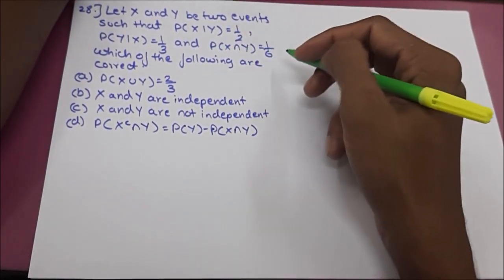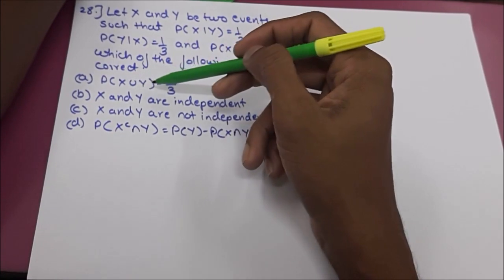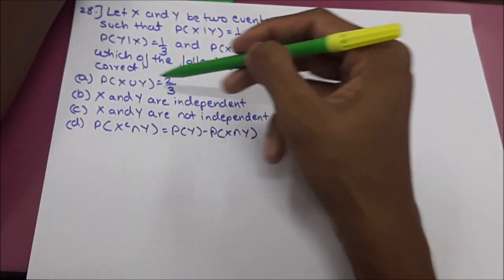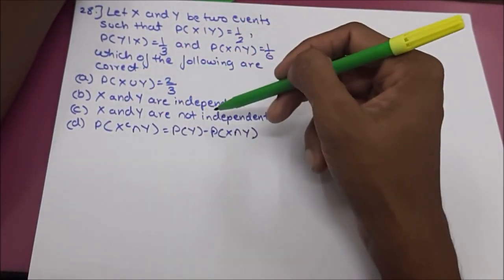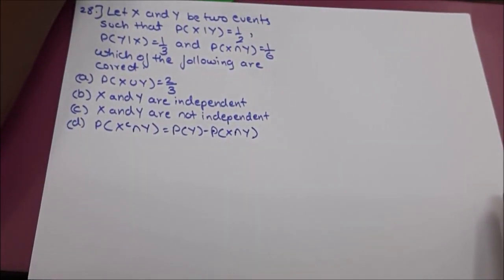Which of the following are correct? We have four options. A: P of x union y is equal to 2 by 3. B: x and y are independent. C: x and y are not independent. And D: P of x complement intersection y is equal to P of y minus P of x intersection y.